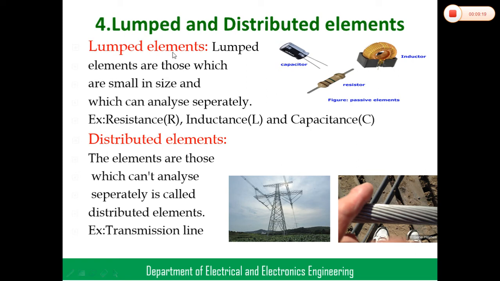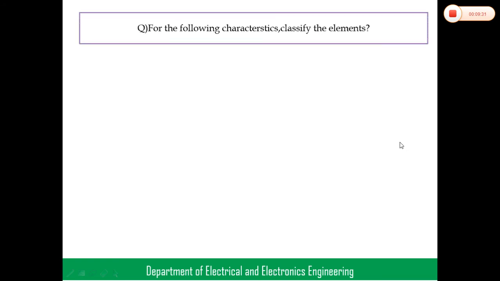But in the case of lumped elements we can analyze separately. This is a resistor, this is an inductor and this is a capacitor. Okay, right? That is about lumped and distributed elements. So coming to the last, I have taken a small question for the following characteristics. Classify the elements. The first one is the characteristics for some VI, let us say. Is this an active element or passive element, linear or non-linear, bilateral or unilateral? Let us discuss.